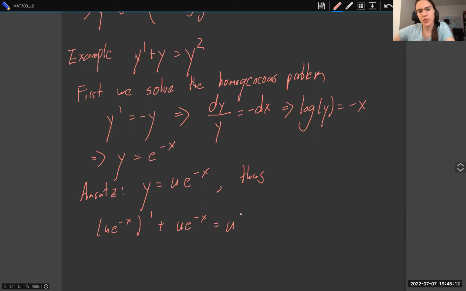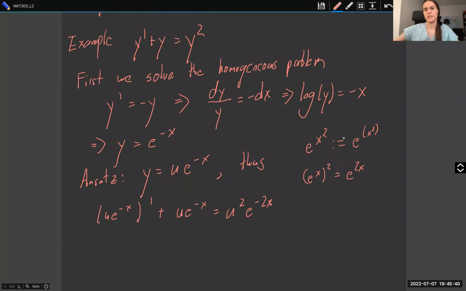So then we get y squared. So that's u squared e to the negative 2x. Because remember how exponent laws work: e to the x squared is by definition e to the (x squared), right? But if you have something like e to the x and then you square it, that's different. That's the same as e to the 2x, right? So these two are very different expressions, depending on how it's associated.